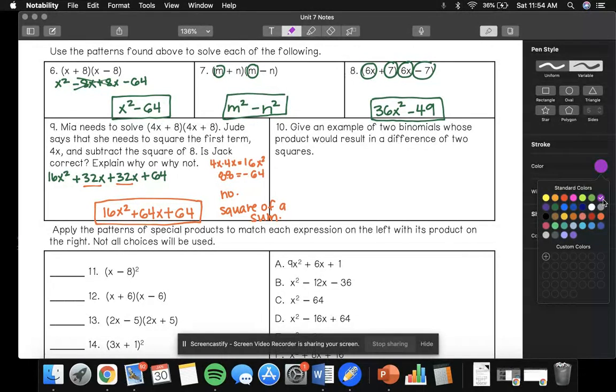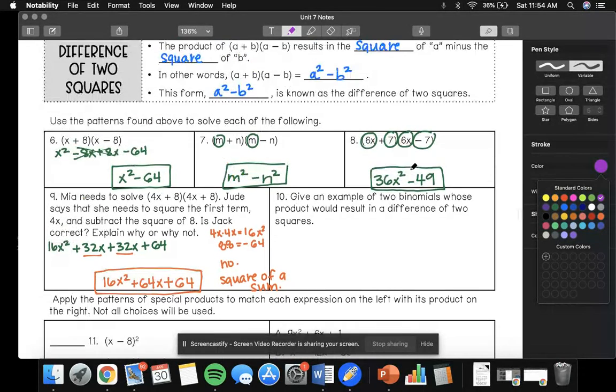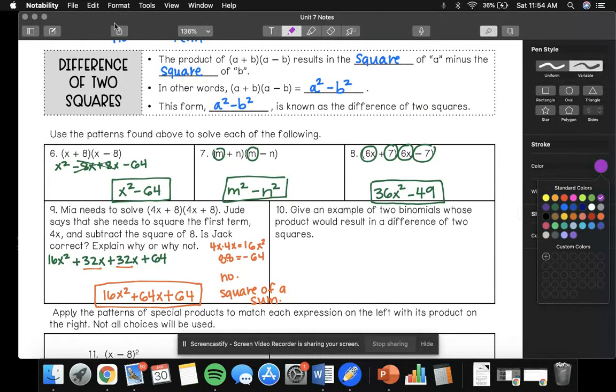Okay. Give an example of two binomials whose product will result in the difference of two squares. So again, difference of two squares is a squared minus b squared. So it's asking us to create something that would look something like this. Okay. So we could come up with literally millions of ideas.